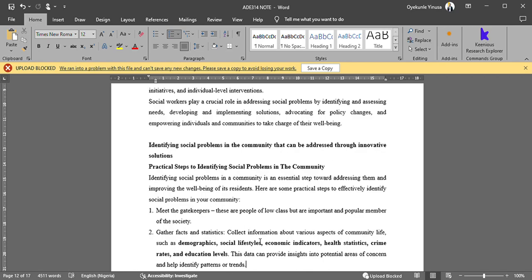So the first thing when you enter the community with the notion that you want to address or identify social problems, you must be able to identify the gatekeepers. Meet with them. Very important.